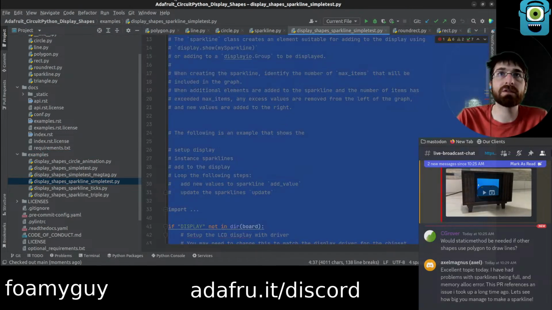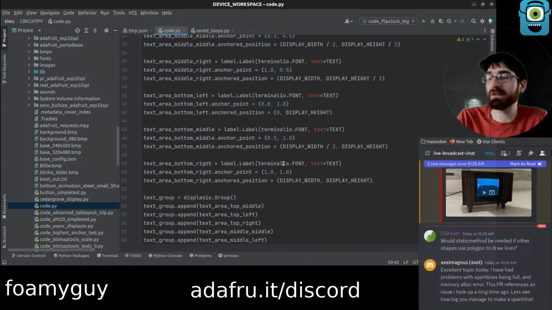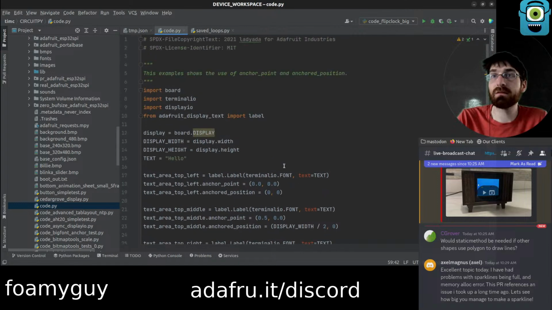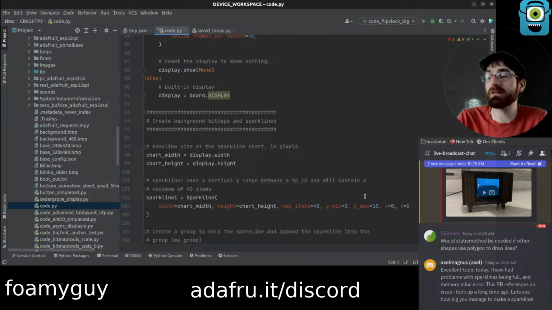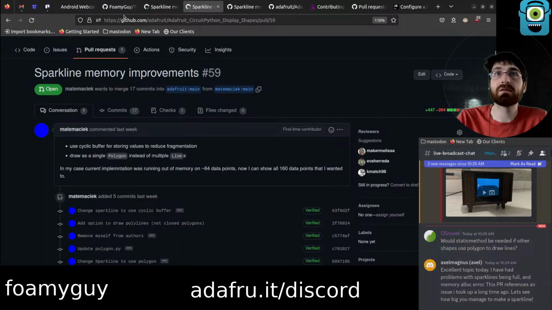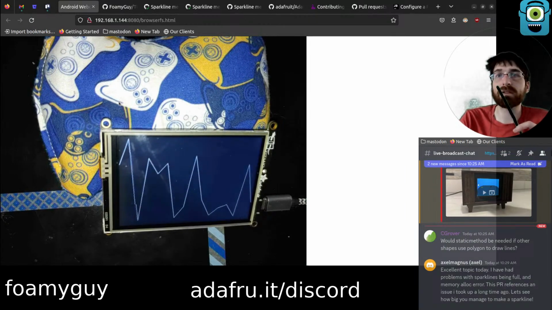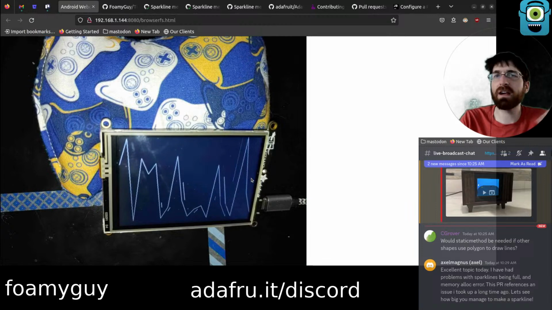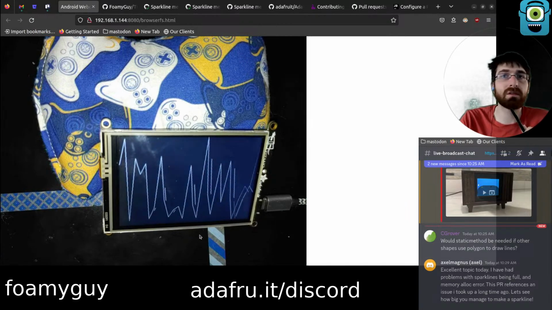So sparkline simple test. What's this? This is a label example. This is in the repo for display text. There's our simple test. So it's basically just adding new points. I think they're at random, I'm not sure. Basically just adding new points.